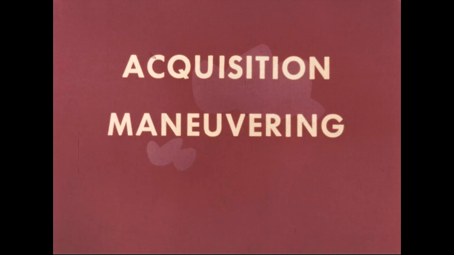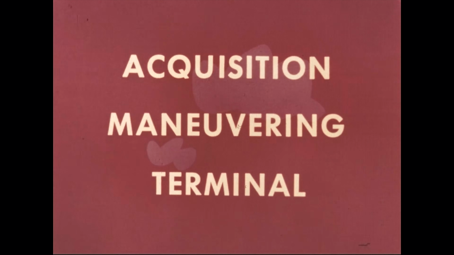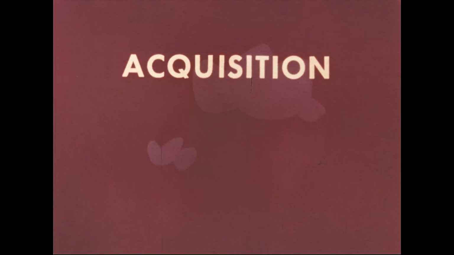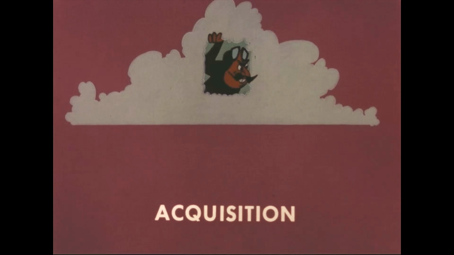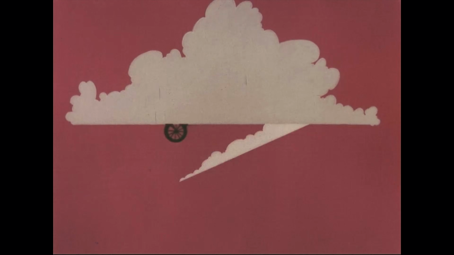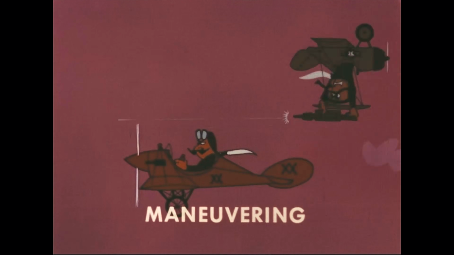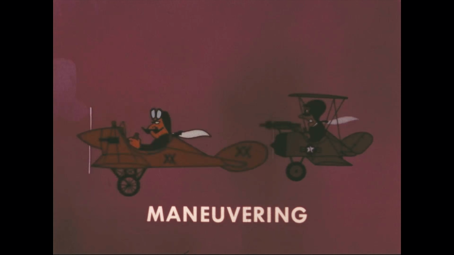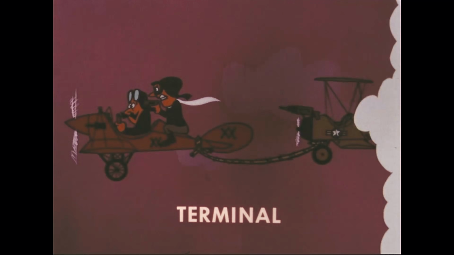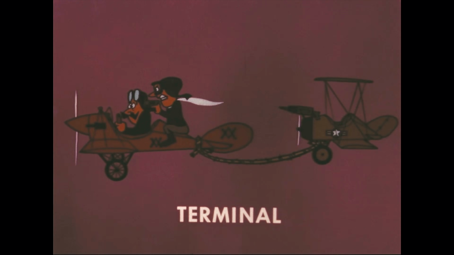It can be said that the air battle consists of 3 phases: acquisition, maneuvering, and terminal. Acquisition. You must find the enemy to engage him. Maneuvering. You must outmaneuver the enemy to destroy him. Terminal. You must know your weapons and weapon system to hit him.